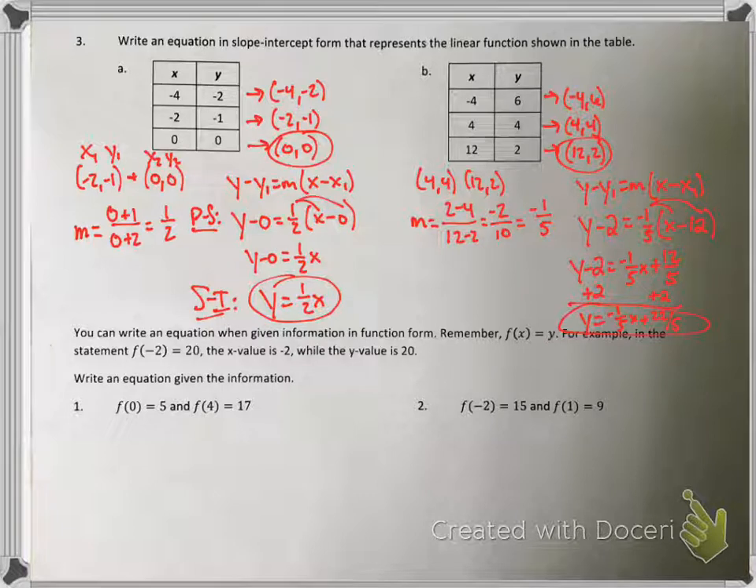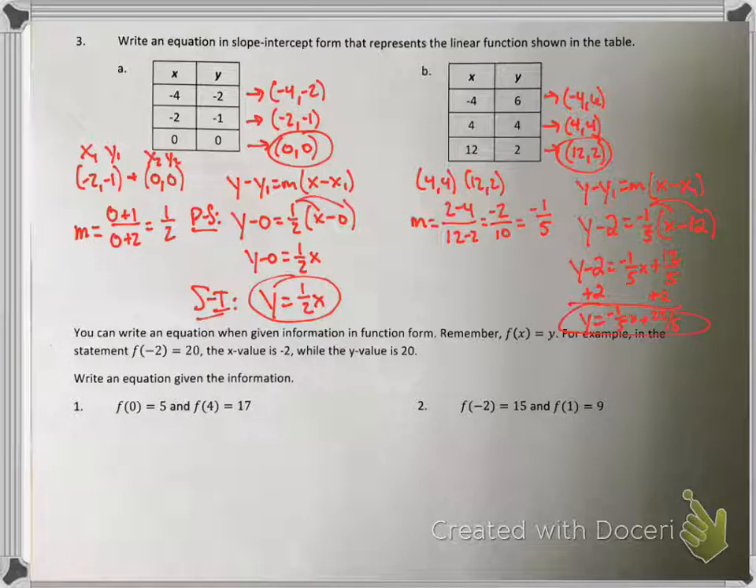If you have a table, you've got sets of ordered pairs, pull them out, go find the slope. Once you have your slope, take a point, plug it into point slope, and work it through like we talked about yesterday in class. So that's another way you could see this set up, how you can get your information and pull everything out to make an equation. The next way is if it's written in function form.